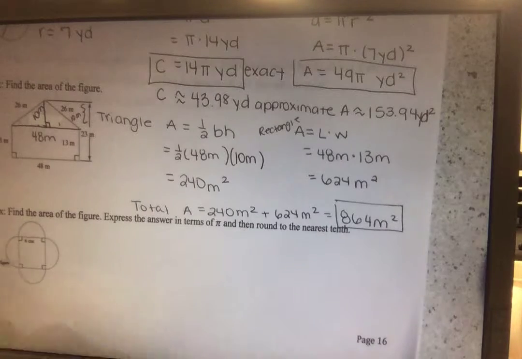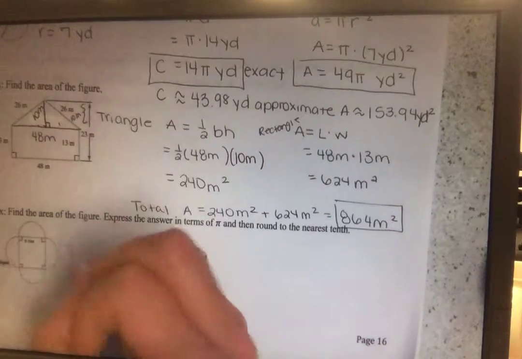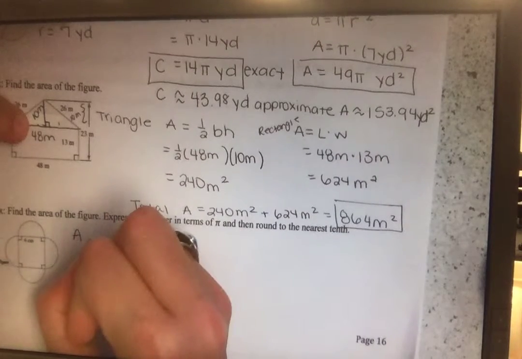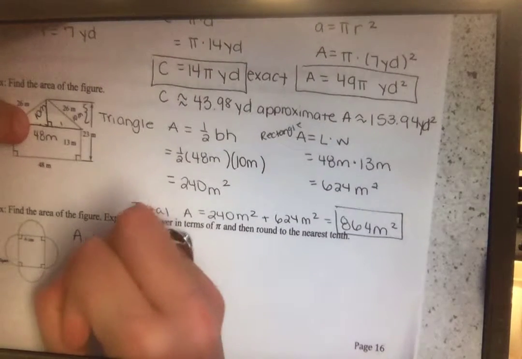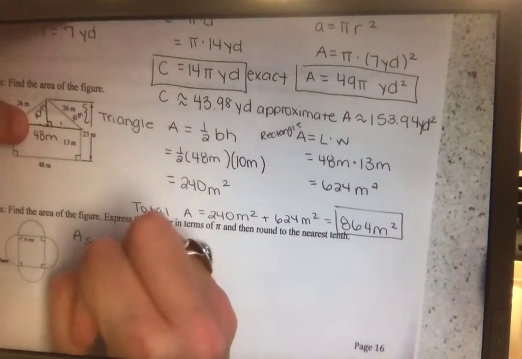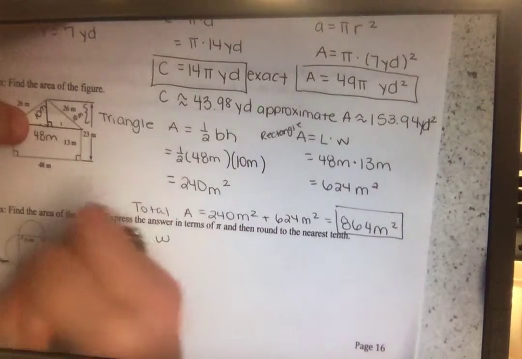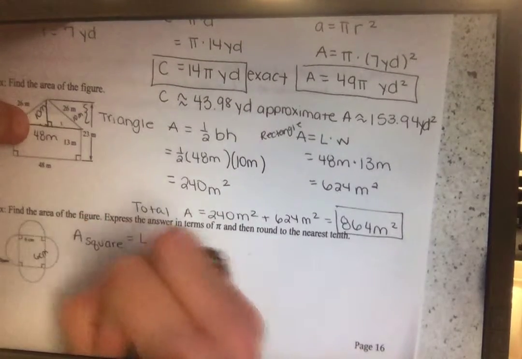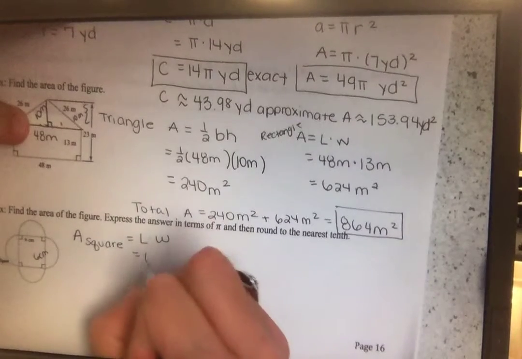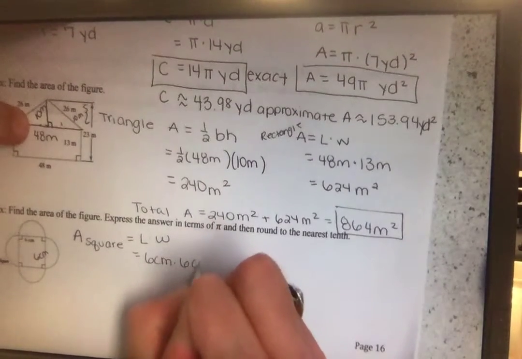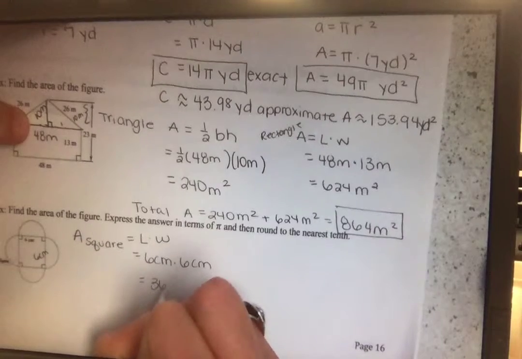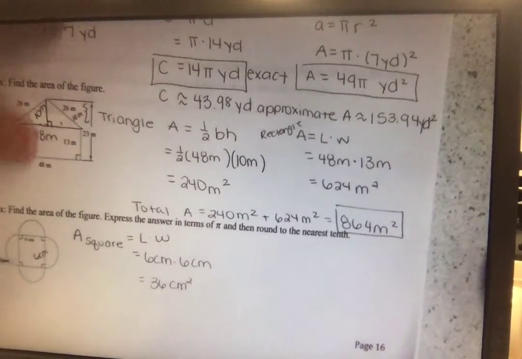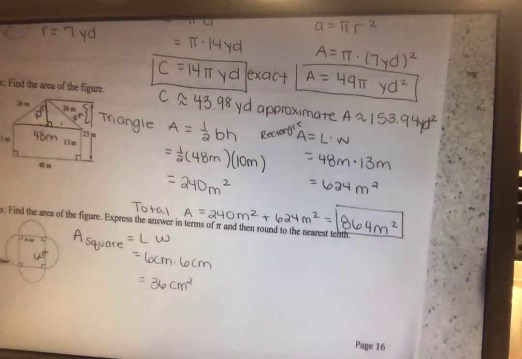So for one, we have a rectangle. I'm sorry, it says a square. So we have the area of a square. Again, it is length times width. So if this is 6 centimeters, we know that they're both 6 centimeters, which will give us 6 centimeters times 6 centimeters is 36 centimeters squared.